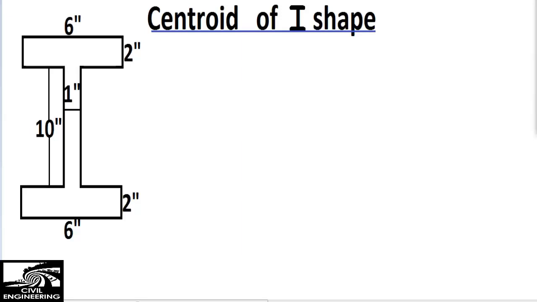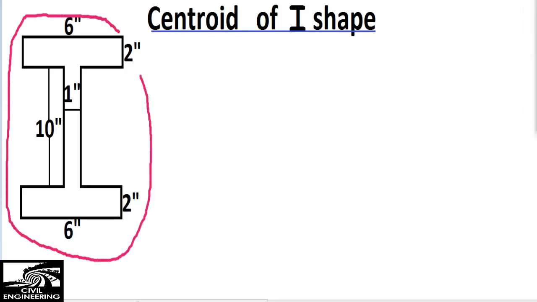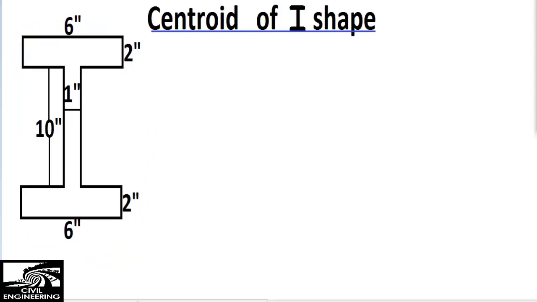So today we are going to start with how to find the centroid of an I shape. As we see on the left side of the page, there's the I-shape beam, and we want to find its centroid. To find it, there's a basic formula, but before this formula we are going to discuss the dimensions that are given for the I shape.